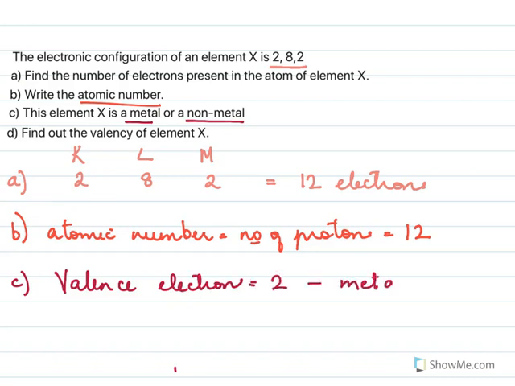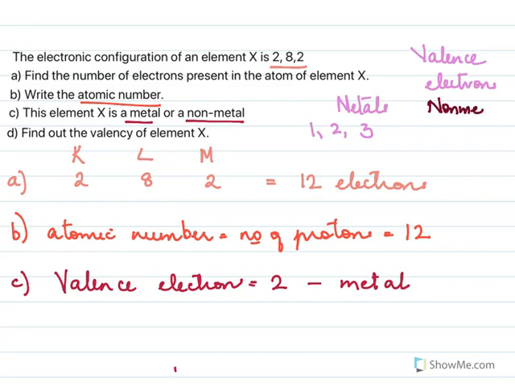So it becomes a metal. Let me explain this part, the difference between metals and non-metals. It all depends on valence electrons. For metals, the valence electrons are either 1, 2 or 3, and for non-metals, those who have valence electrons 4, 5, 6, 7, 8 are said to be non-metal. So you need to remember this.